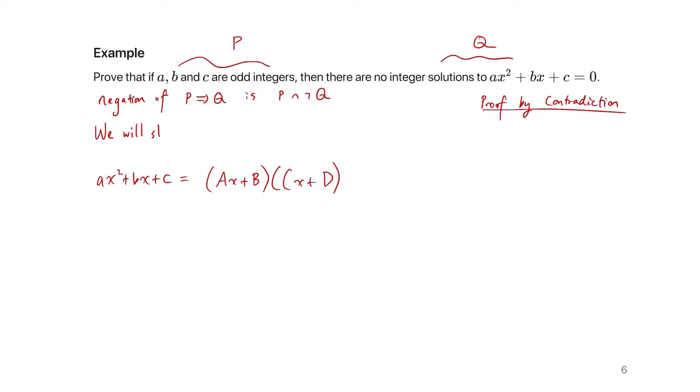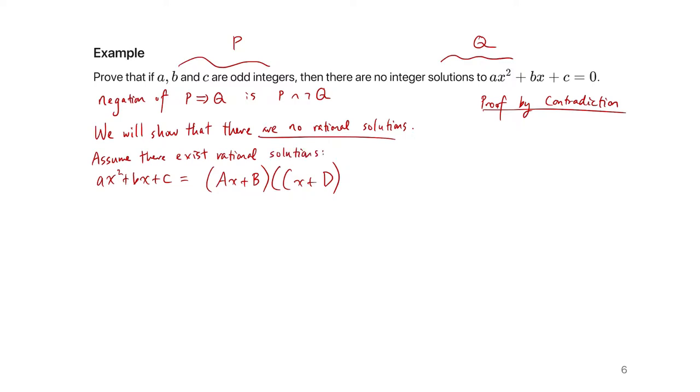Okay, so we will show that there are no rational solutions. And so of course I said we're doing this as a proof by contradiction, so assume there exist rational solutions. Okay? And then here we're implicitly saying that the solutions are negative B over A and negative D over C, right? Because if this was set to zero, then we would have x is equal to negative B over A, or x is equal to negative D over C. Is that clear? So we're saying, as a proof by contradiction, let's assume that there are rational solutions. Let's call them negative B over A and negative D over C.